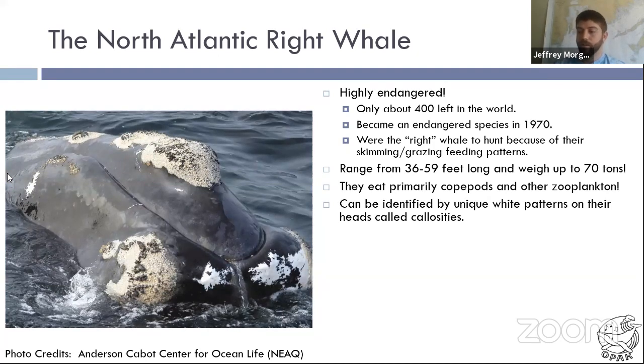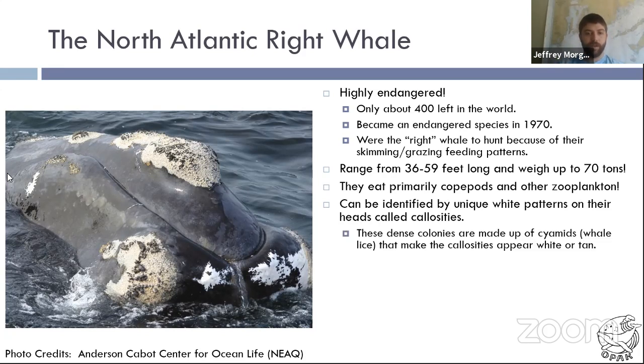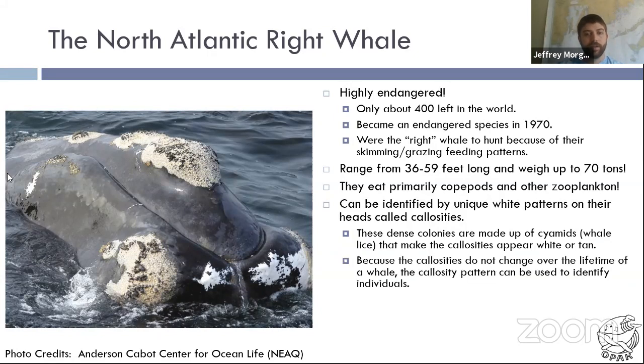They can be identified by callosities on their head. And these are around their blowholes and their jaw. And the callosities are made up of something called cyamids, which are like whale lice. And they have little colonies, and these colonies are unique to each whale, and they don't change over the lifetime of the whale. So this is a way that we can identify different whales, and it's how we can see new whales that are coming every year to our region here. It's also how we can keep track of mating and migrations.